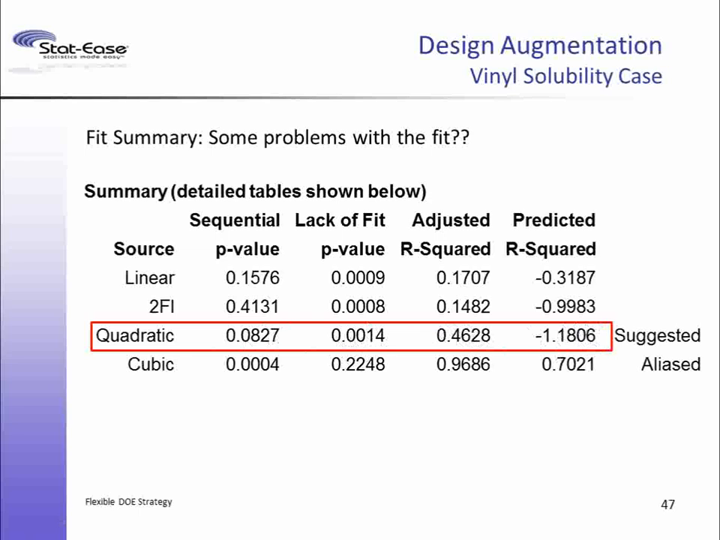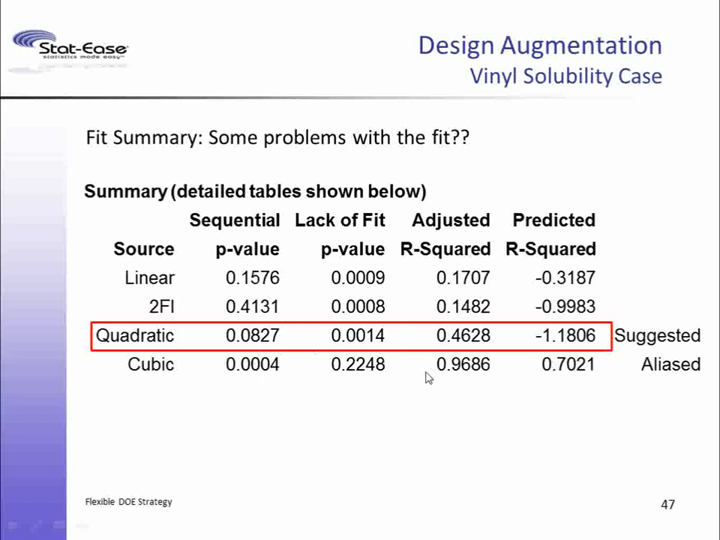What is popping up on my radar here is that my cubic model actually is highly significant and takes care of the lack of fit. Now lack of fit is not significant. That's good. That's very positive. And the adjusted R-squared and predicted R-squareds are high. So why can't I just fit a cubic model right now? Because it's aliased.